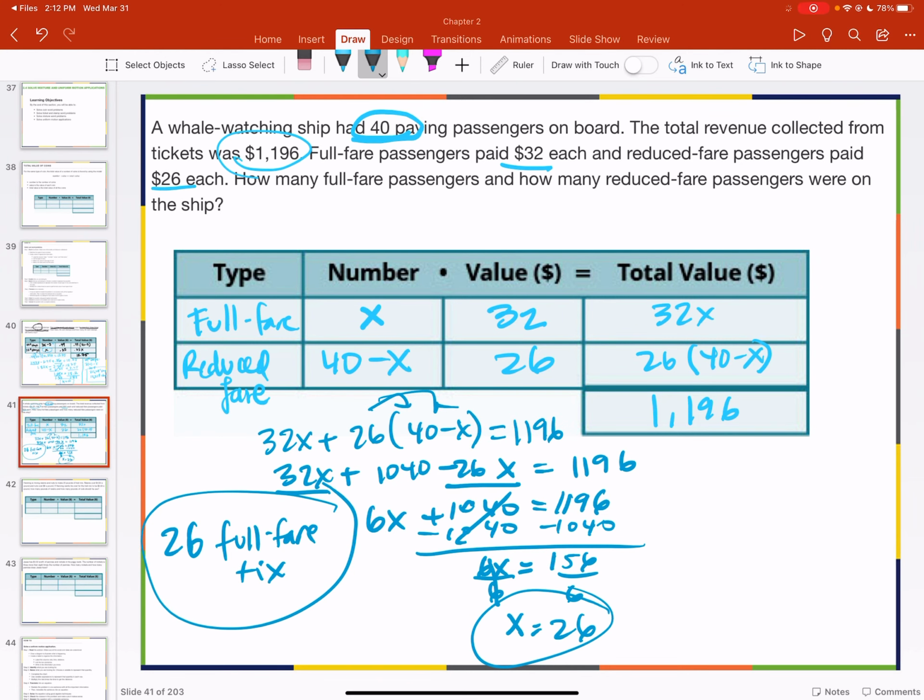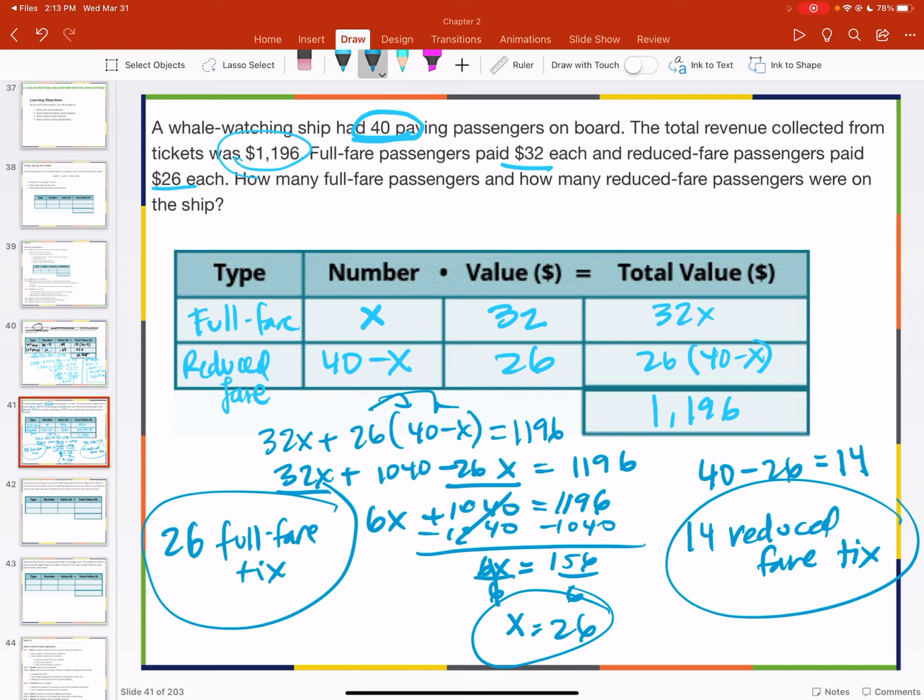And then to figure out the reduced fare, we have to subtract it from 40 because the total has to be 40. So 40 minus 26 will give you 14. So there's 14 reduced fare tickets. And that's it for this problem. So this is the number of passengers. Yeah, it's the same thing. Number of passengers, or we would say full fare tickets.